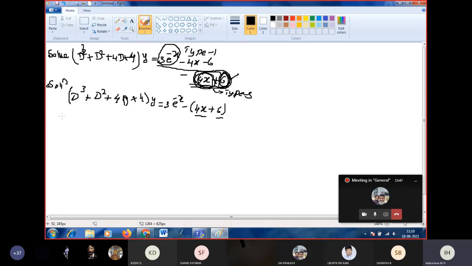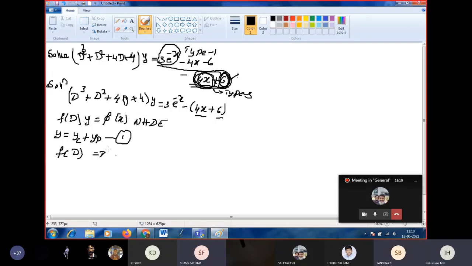Next, it is of the form f of d into y is equal to phi of x. Right? So it is a non-homogeneous differential equation. Then y is equal to yc plus yp be the general solution for a non-homogeneous differential equation, where f of d is d cube plus d square plus 4d plus 4. And what is phi of x? 3 e power minus x minus of 4x plus 6.